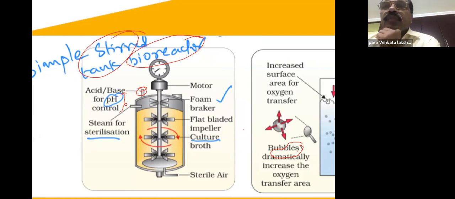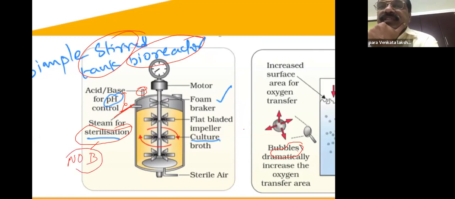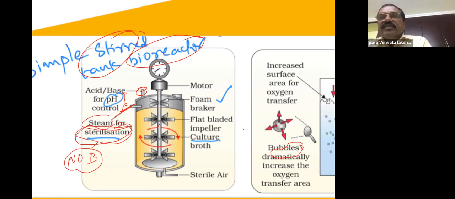Here, steam can be provided for sterilization purposes. We discussed that in chemical engineering processes, an aseptic environment must be created. No bacteria other than the host must be present, and hence sterilization is essential. For that purpose, the steam can be provided. Then the foam breaker: foam will come, and it will be broken by these fan-like things which are present here.